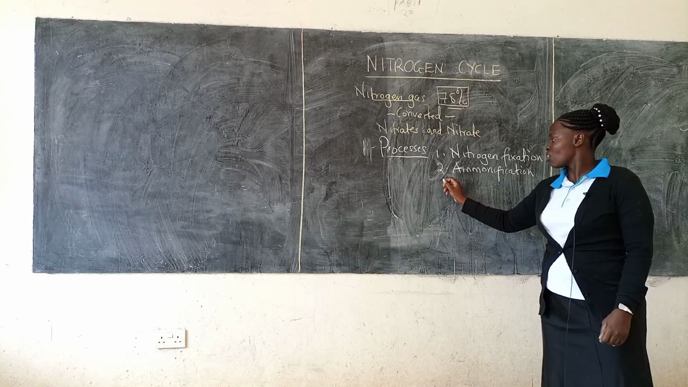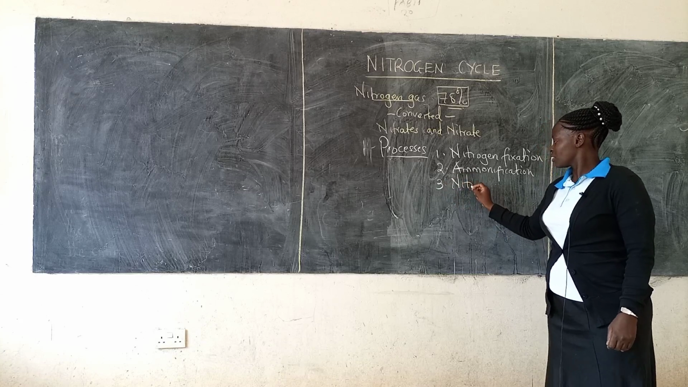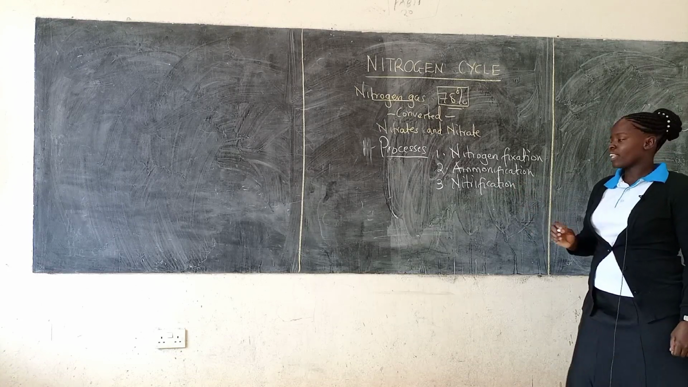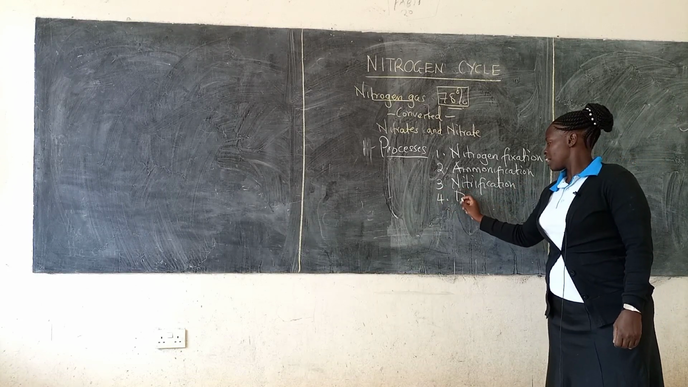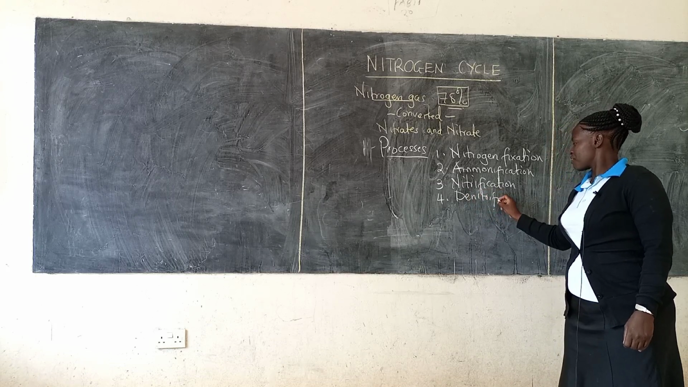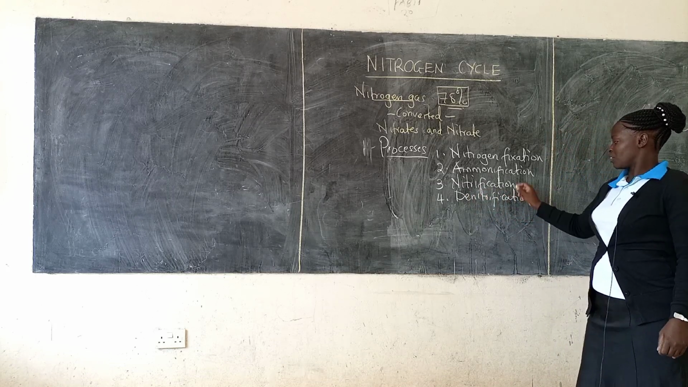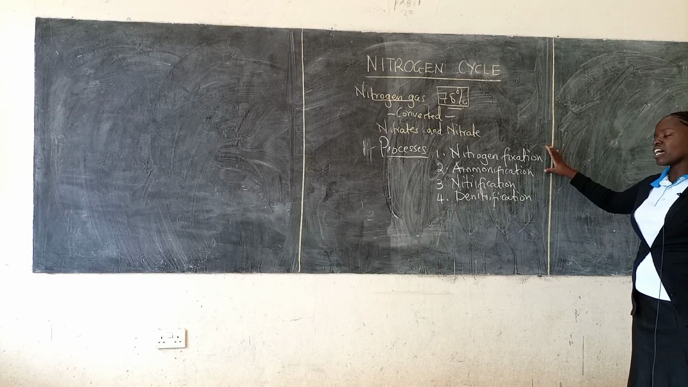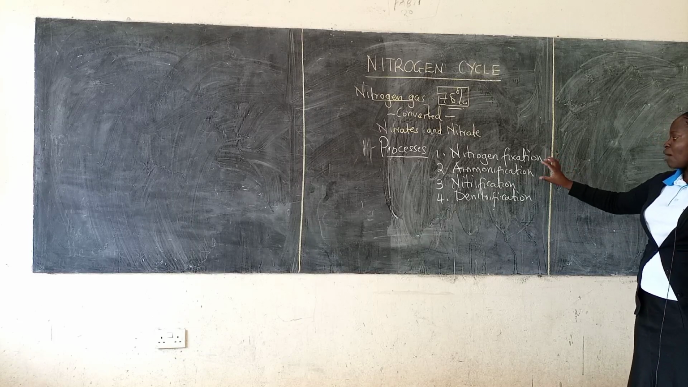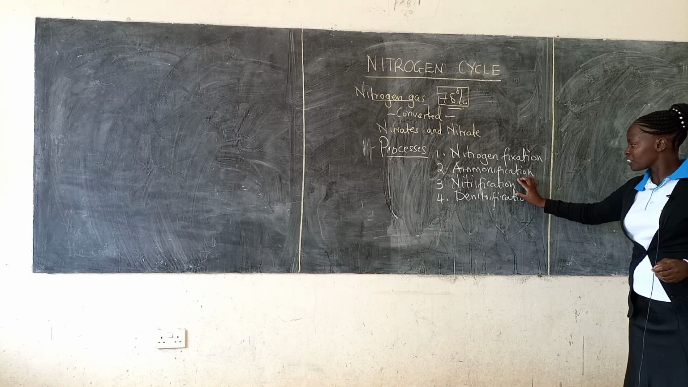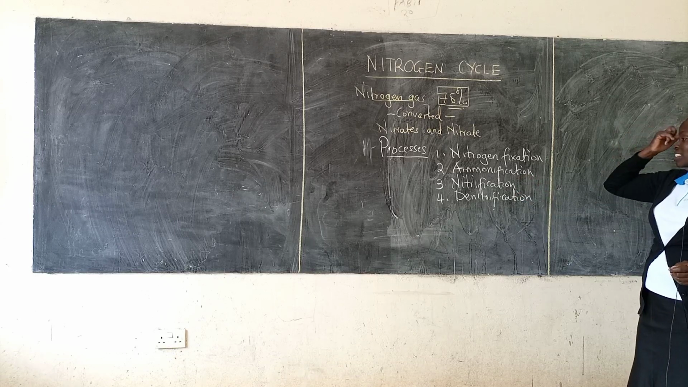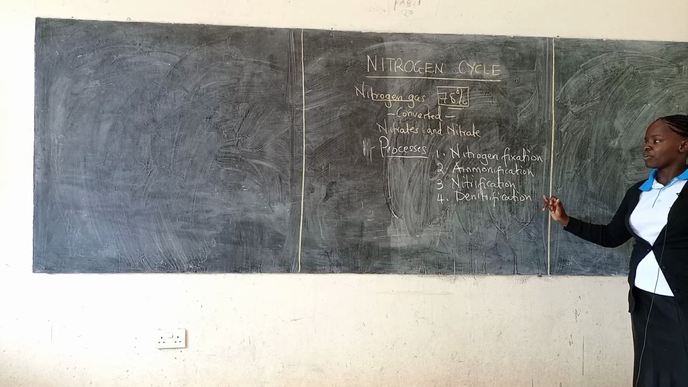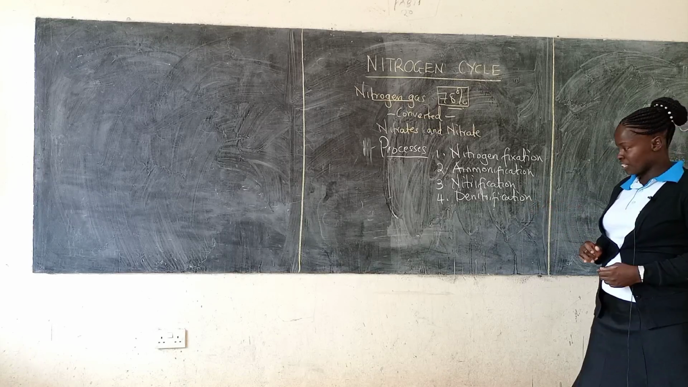The third process is called nitrification, while the last process is denitrification. We know that nitrogen fixation is done by nitrogen fixing bacteria. Ammonification we are going to discuss on its own. Nitrification is done by nitrifying bacteria, while denitrification is done by denitrifying bacteria. So let us now look at nitrogen fixation.